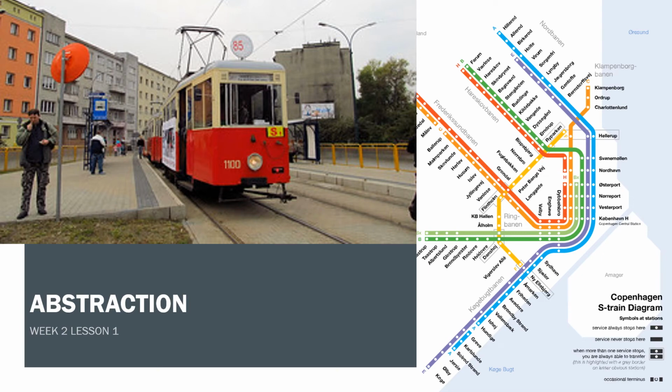Welcome to the first in this series of lessons for A-level computer science. In this lesson, we're going to learn about a very important concept in programming, which is the use of abstraction.